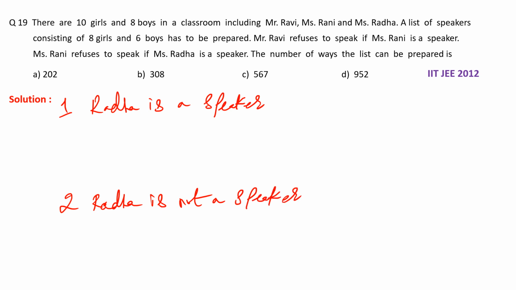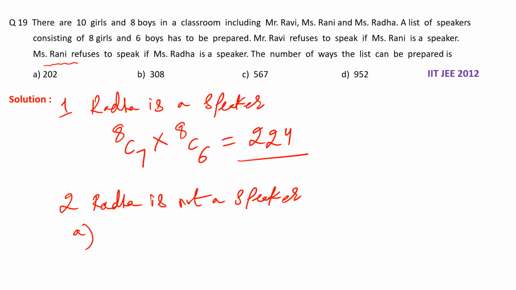Now when Radha is a speaker, that means we have already included Radha in our list. So Rani will not be included. That is, Rani will be excluded. So out of the remaining 8 girls, now we have to select only 7, right? And since there is no restriction on boys, that means Ravi can be included. So it means out of the 8 boys, now we have to select 6 boys. So this comes to be 8C7 into 8C6, which is 224, right?